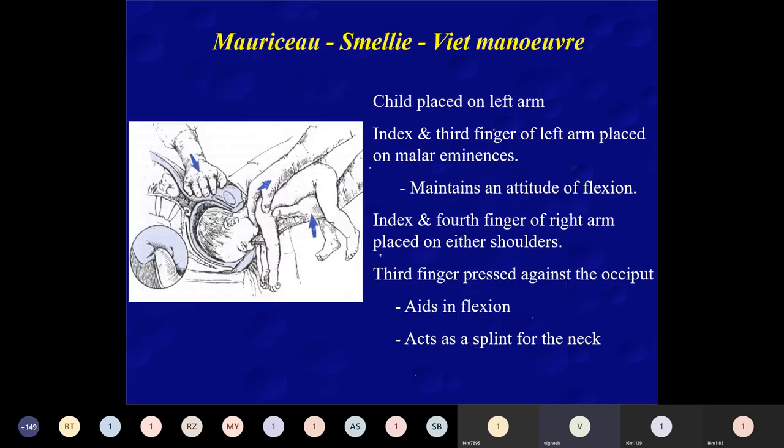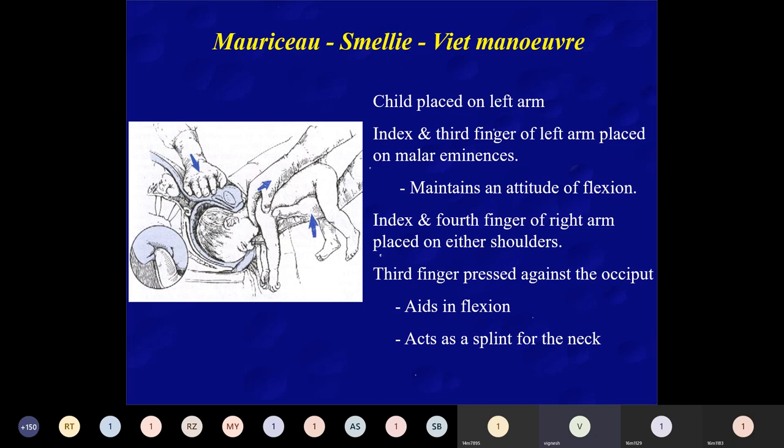Now the other method is the Mauriceau-Smellie-Veit maneuver. The child is placed on the left arm of the obstetrician. The index and third finger of the left hand are placed on the malar eminences. This will maintain the attitude of flexion. The index and fourth finger of the right hand are placed on the shoulders. The left arm supports the baby, and the index and third finger put pressure on the malar eminence, and the right hand puts pressure on the shoulders, and the assistant will give suprapubic pressure so that it will help in the flexion of the head.